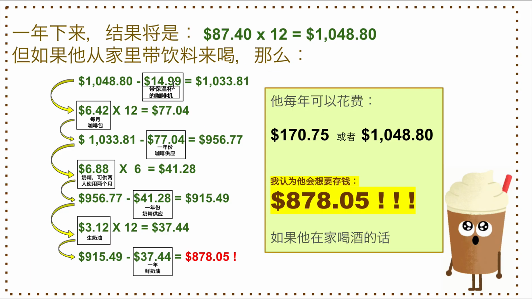So the first one that we did was the coffee maker and the tumbler, which brought it down to $1,033. Then we deducted the coffee bags, and we realized that he needed 12 coffee bags, because each coffee bag only lasted a month. So a year in coffee he needed to spend $77. Now that we got that amount, we had to deduct that amount from this amount, which gave us 956.